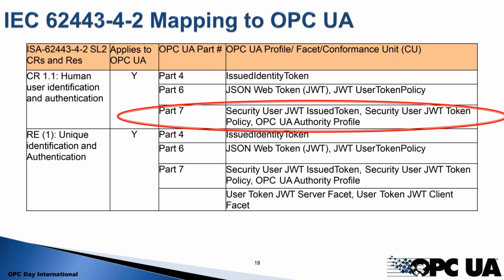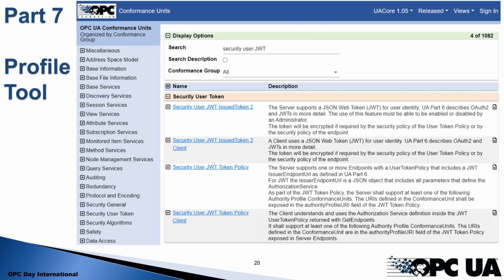For the Part 7 references, since Part 7 is really our profiles and conformance units, here the normative section isn't a spec, but it's an online database. So what gets listed in the tables is a set of conformance units and/or facets that, if you went and searched in the online profile tool, you would find the items that are relevant to that particular topic.